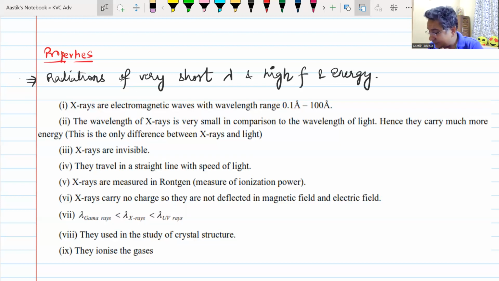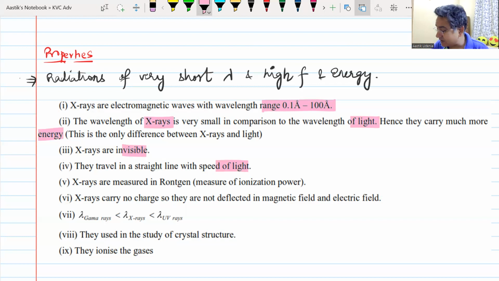X-rays are radioactive, and these are electromagnetic radiation, so very short wavelength but very high energy. The wavelength of X-rays is very short compared to the wavelength of light, hence they carry much more energy. They are invisible, we cannot see this. Above red, you cannot see anything. They travel in a straight line with the speed of light.